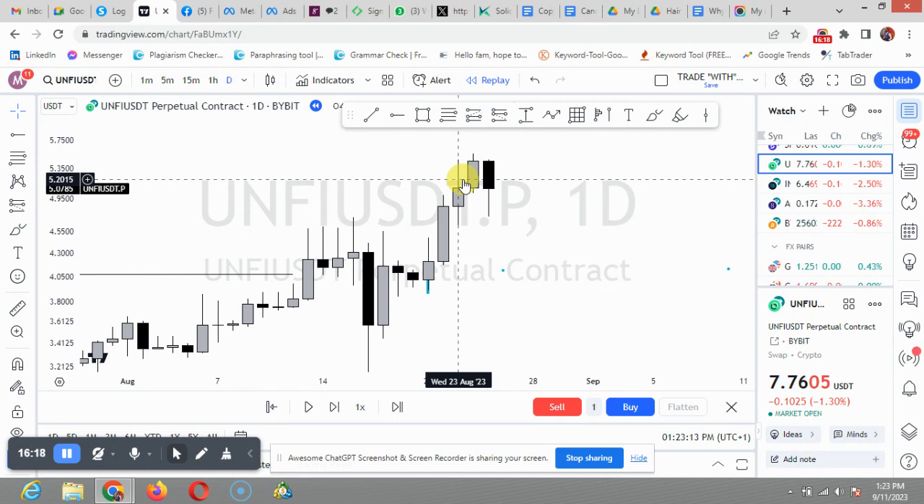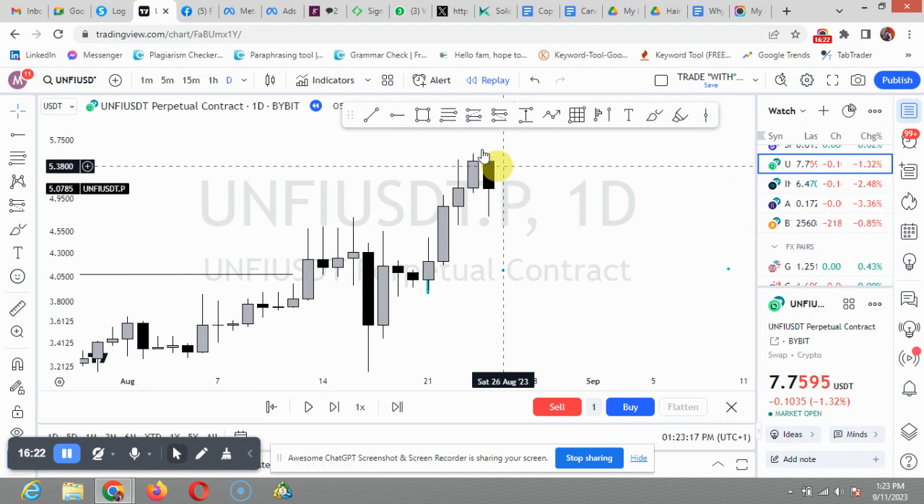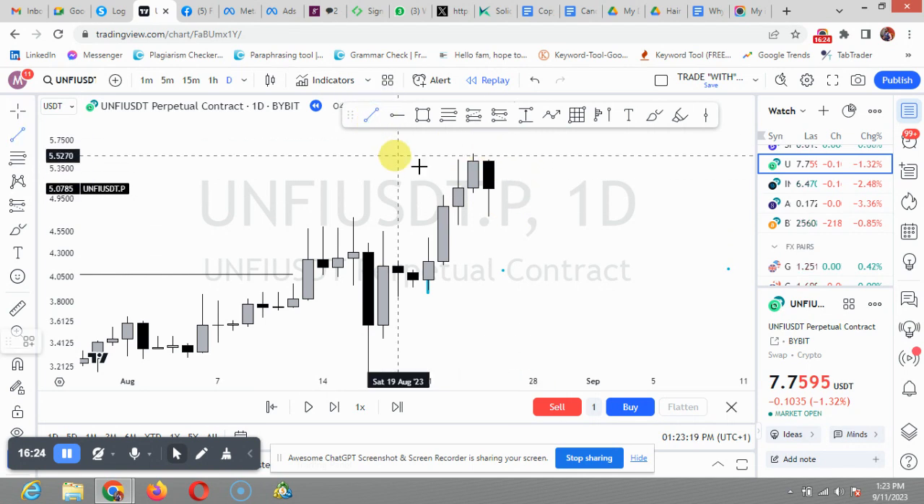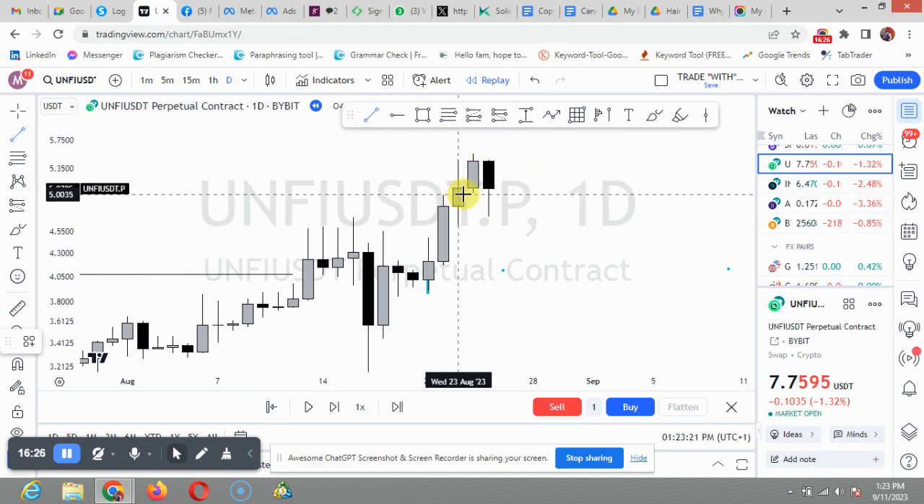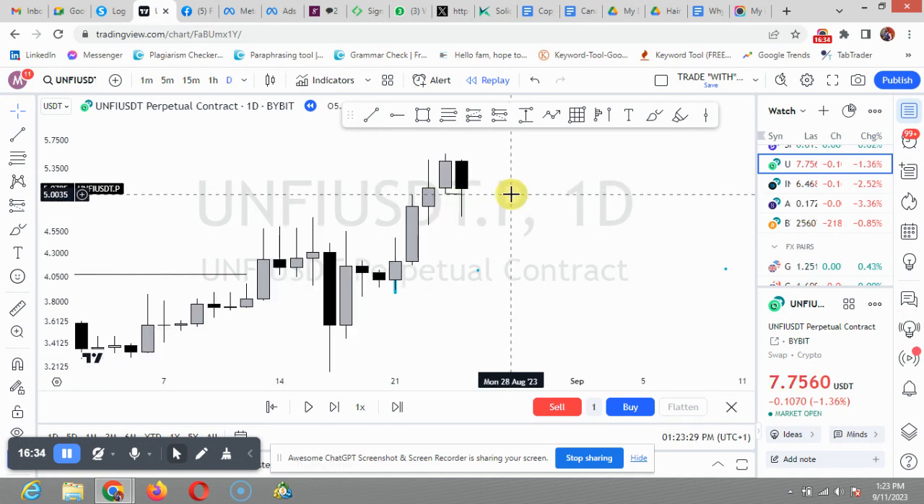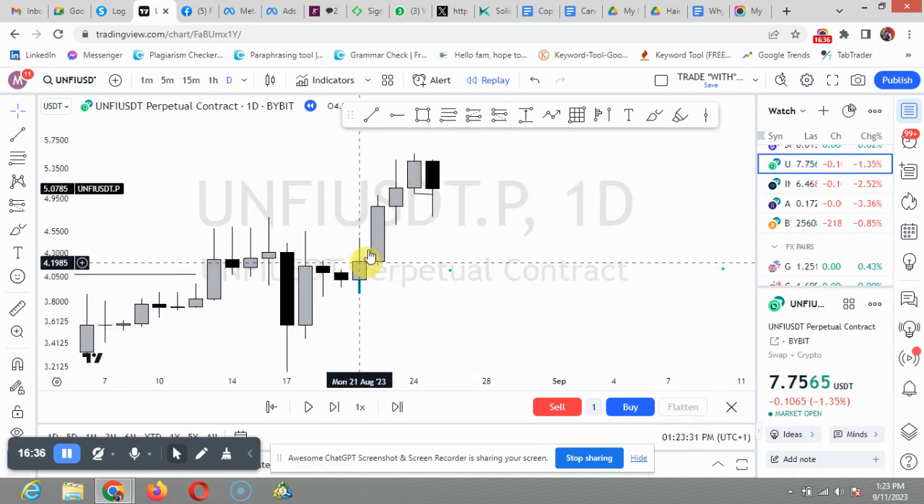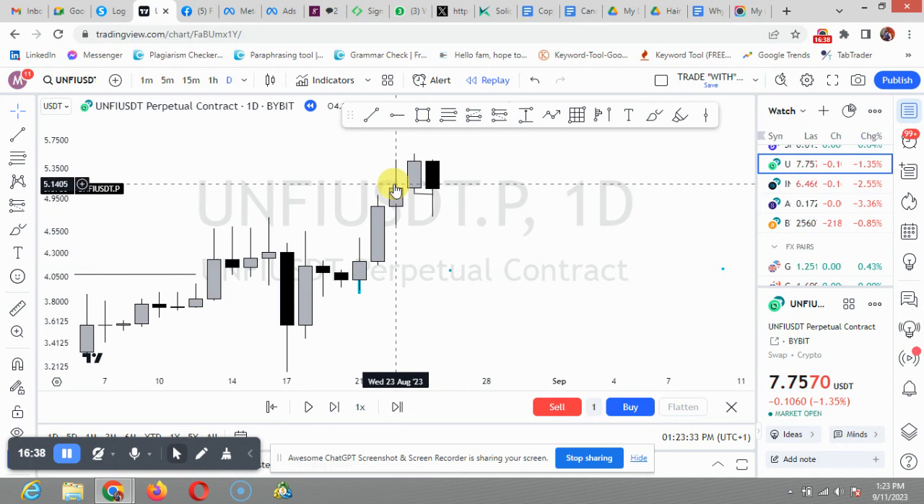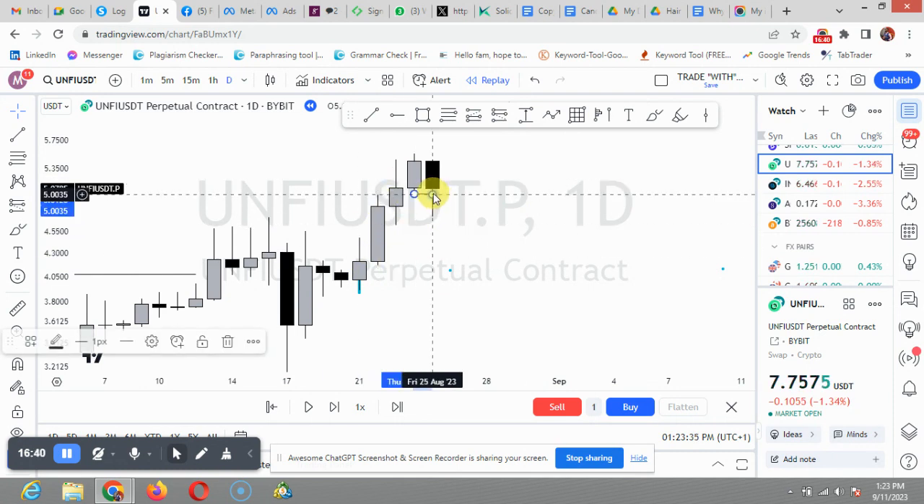Makes sense, right? So now, on the 5th day, what do I see? I see a sweep. You can see this candle's low was taken. The candle's bottom was swept. So it means that on the first 4 days, there was no opportunity for me to trade. But on the 5th day, what happened? This is a perfect opportunity.